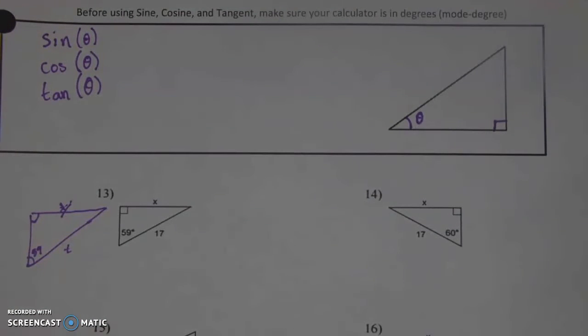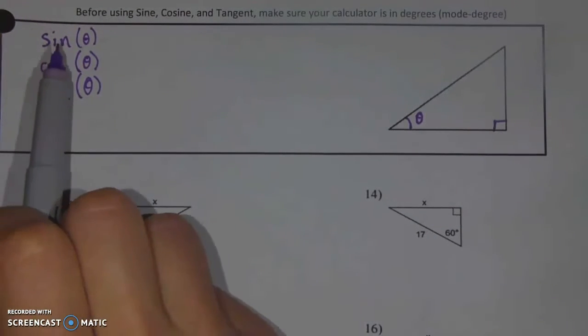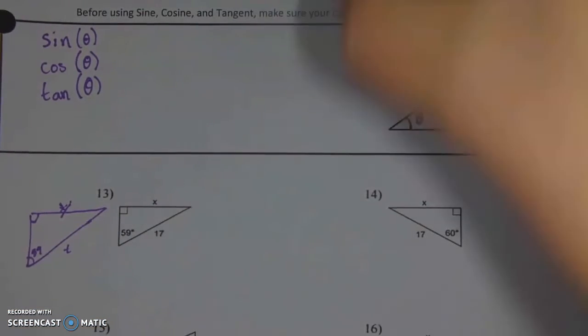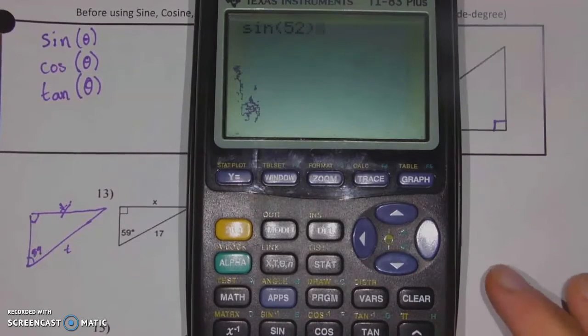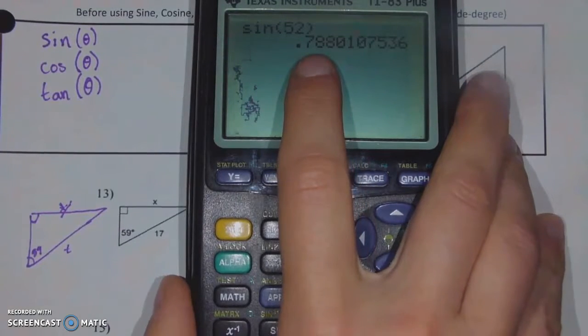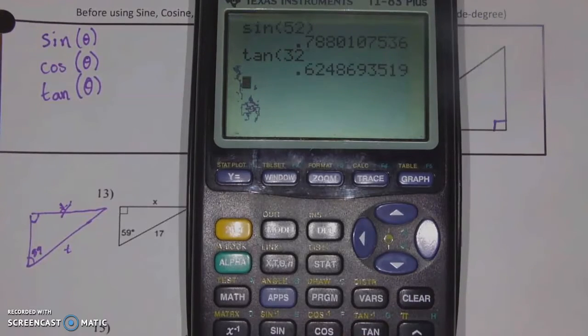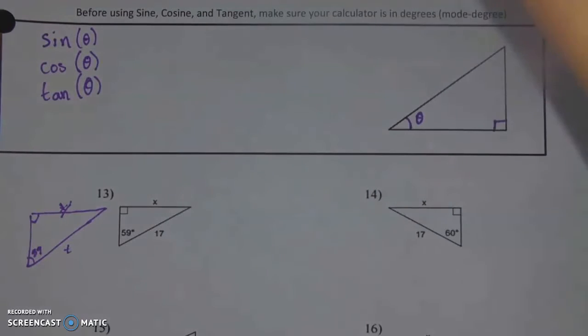So let's set aside the calculator and talk about sine, cosine, and tangent. What these are is just stored proportions in your calculator. If I were to type in the sine, this button right here, of something like 52, I'm going to get an answer that's a decimal. This is just a proportion. I could also do something like the tangent of 32, and that gives me another decimal answer. And that's because sine, cosine, and tangent are just proportions.